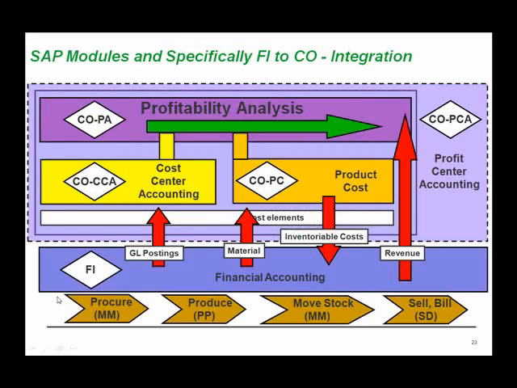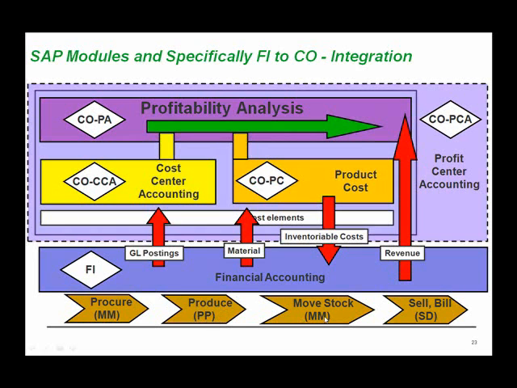Another way to look at how SAP modules are connected, and specifically the FI to CO integration as well. If you look at the value chain here at the bottom, any company that deals with procurement buys something from a supplier. Procurement, that's materials management. Produce, they are making something, that's production planning. Most or almost all manufacturing companies make something. That's production planning.